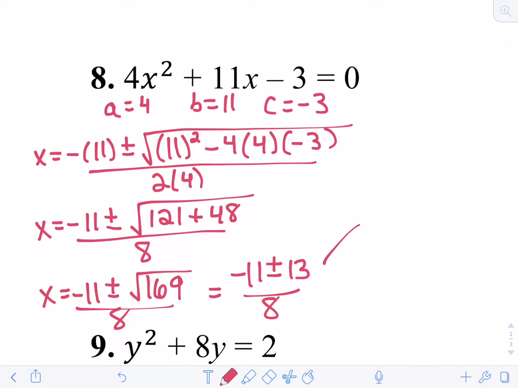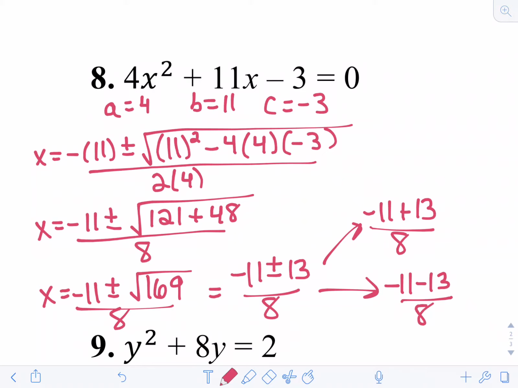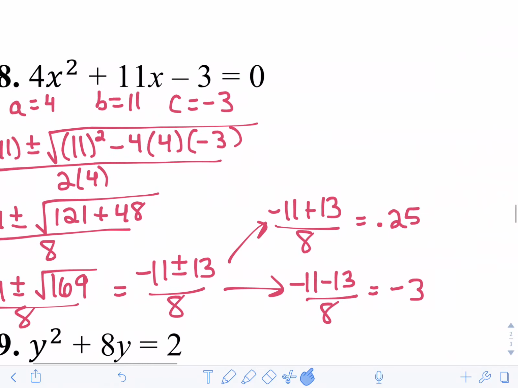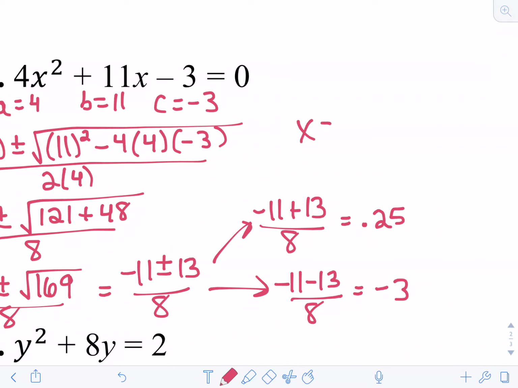So you have two things you have to do. You got to add and subtract. So -11 plus 13 over 8 and -11 minus 13 over 8. So we will get two answers here. -11 plus 13 divided by 8 will give us 0.25, and -11 minus 13 divided by 8 will give us -3. So the two answers that I will have, x is equal to 0.25 and -3.